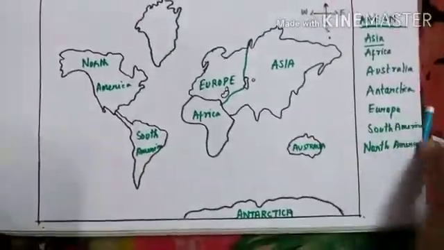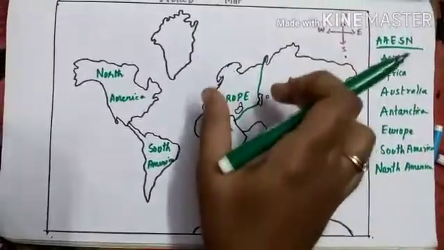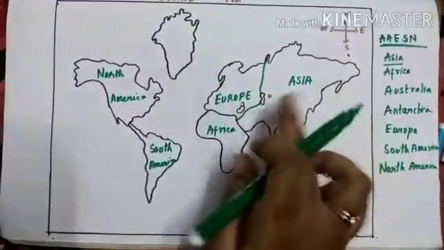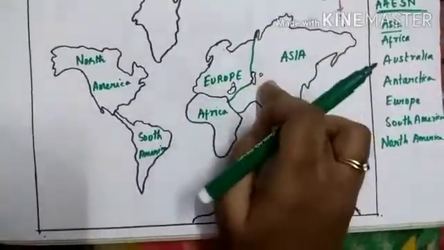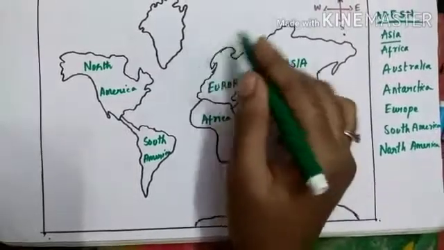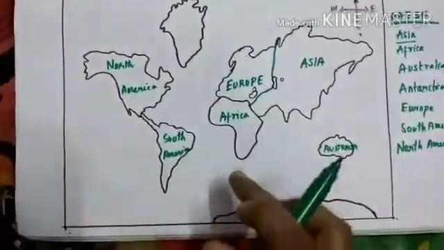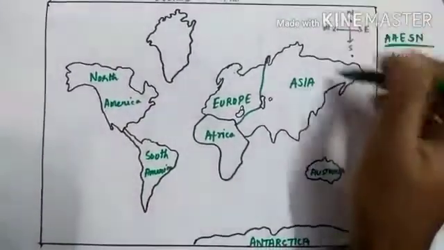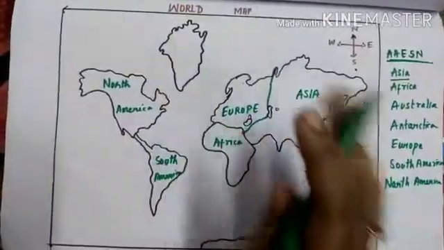After that, ESN. For E, you have to separate Asia and Europe, which entirely is called Eurasia. You have to separate Asia and Europe and mark that as Europe. Europe will have a symbol like this at the top. And you are going to mark North America and South America. For this, you can make use of these directions to mark North America and South America.